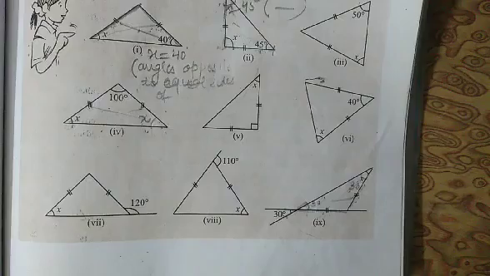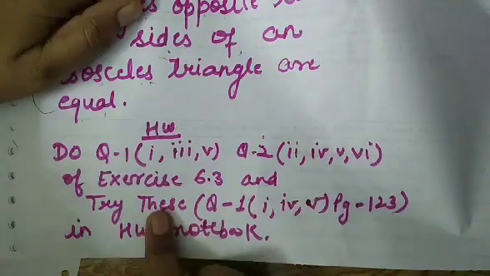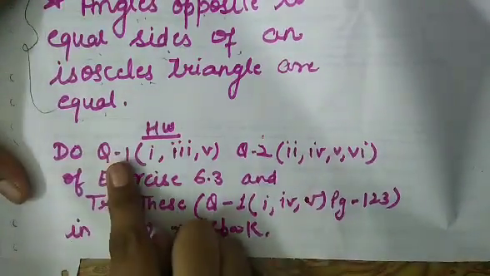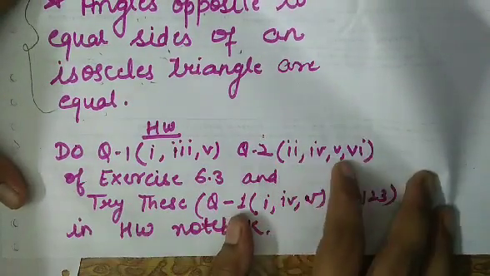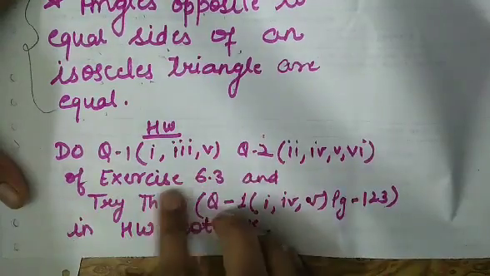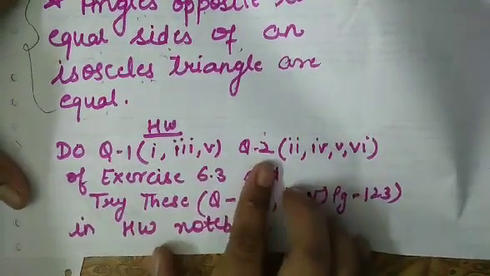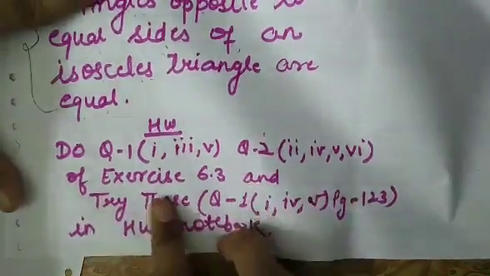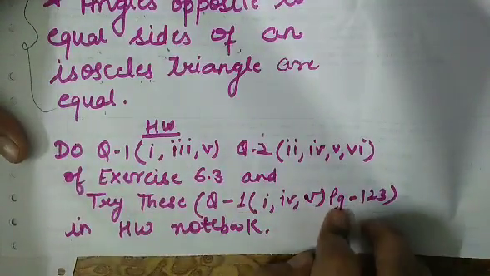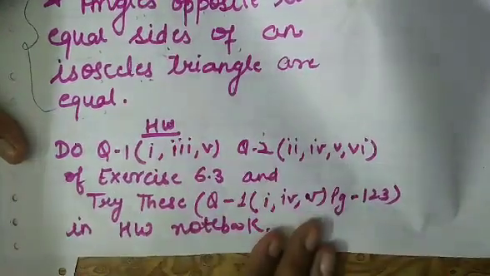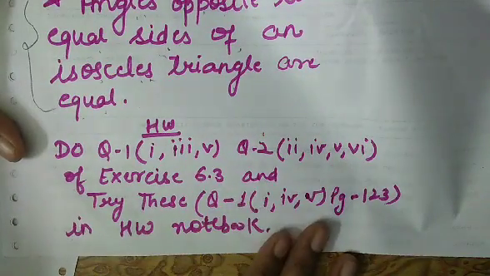Now come to the homework. Your homework is to do question number 1 parts 1st, 3rd, 5th, and question number 2 parts 2nd, 4th, 5th, 6th of exercise 6.3. These questions of exercise 6.3 are given on page number 123, and you have to do them in your homework notebook.